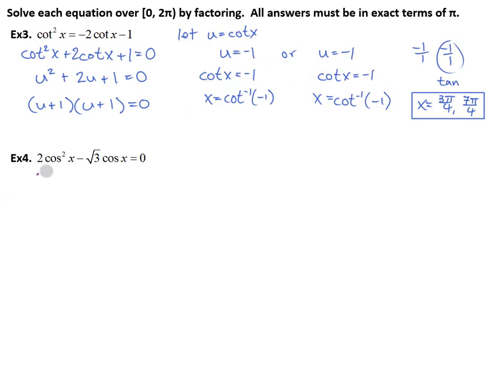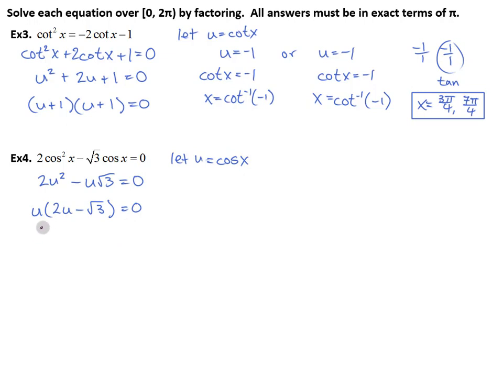Okay, here's another one. This time I noticed that there are only two terms. We don't have a constant itself floating around. But I do see we have cosine squared and cosine to the first, and it still might help us to visualize this using a u substitution. So if I let u equals cosine of x, this becomes 2u squared minus u root 3 equals 0. And in this case, because there's no constant, just like when we were solving the quadratic, we can factor out a common factor of u. So if we take out u as a common factor, it leaves us with 2u minus root 3.